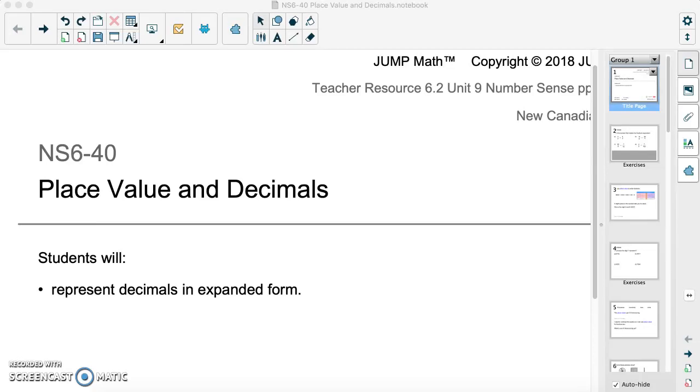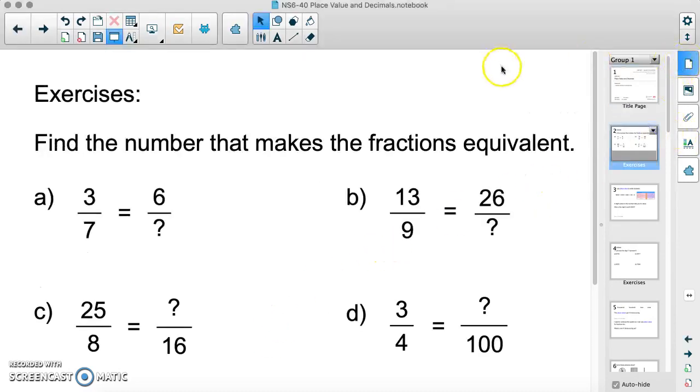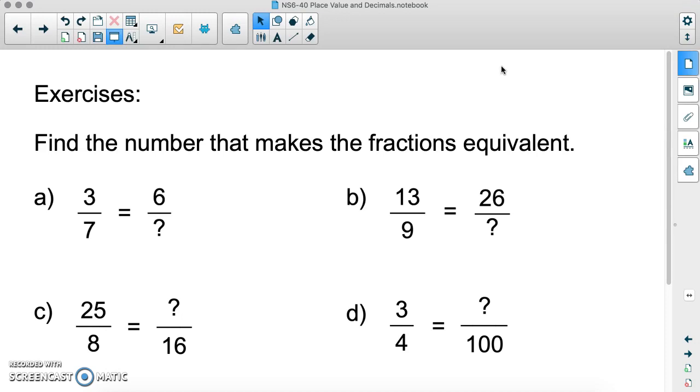Today's lesson is on place value and decimals. So students will represent decimals in expanded form. Let's begin here with a quick warm-up exercise. Find the number that makes the fractions equivalent.